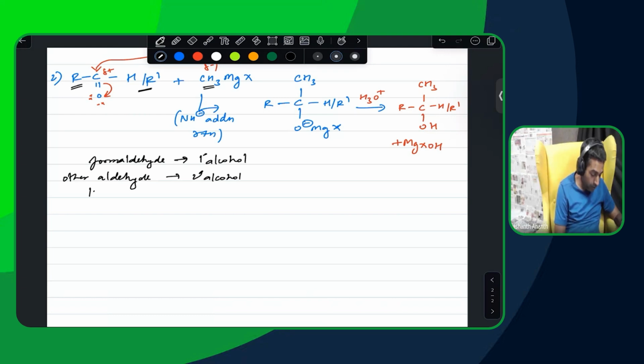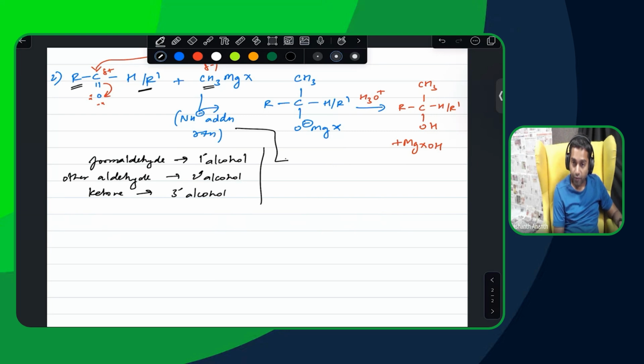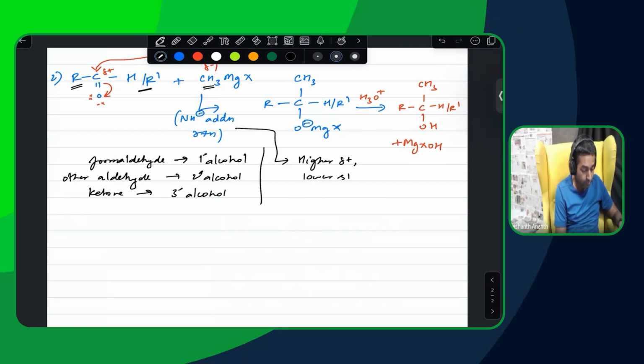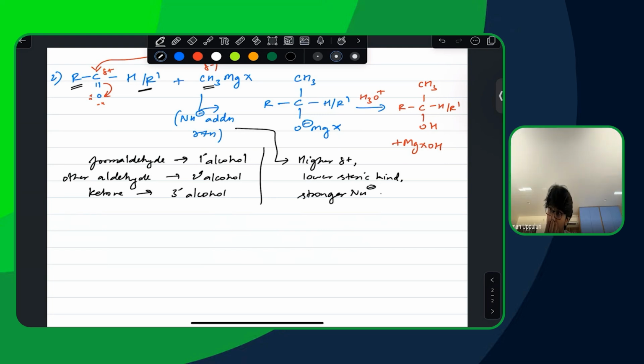And if you start with a ketone, you get a tertiary alcohol. Now, this is a very straightforward reaction, and you're going to have these as the products obtained in general during this reaction. Of course, as you can see, this reaction involves a nucleophilic addition. So if nucleophilic addition is happening here, when will the reaction go faster? Very simply put, higher delta plus, lower steric hindrance, and stronger nucleophile imply a faster reaction.